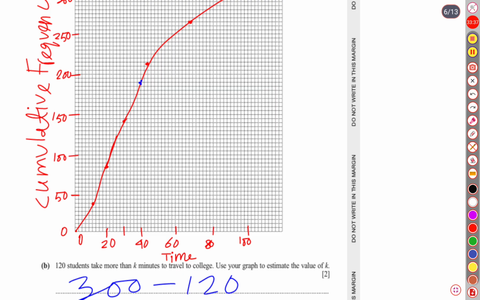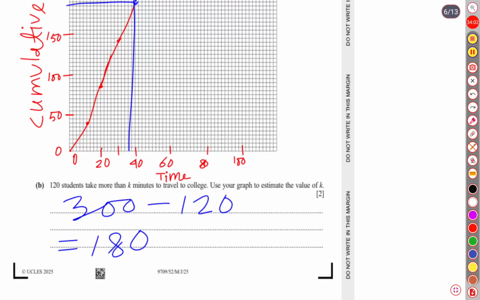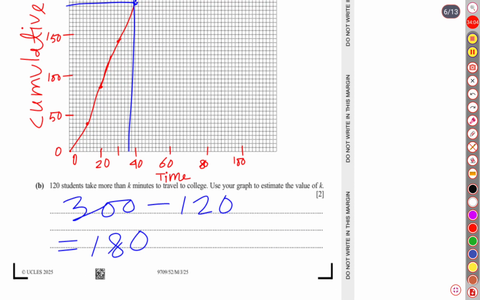Now what will be the value of k, the number of students? Let us see. If we show it through this line, it is going to be 35, because it is between 40 and 30, so it is 35. 35 students took more than, sorry, more than k minutes. So k is 35 minutes.